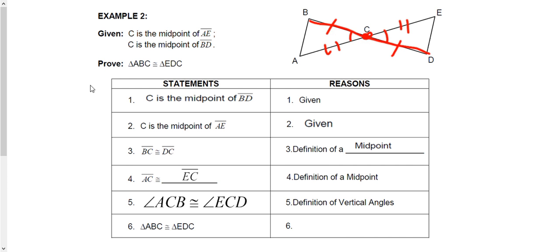So here's the prove statement. Triangle ABC is congruent to EDC. That came from right here in the prove part. And what is the postulate? And that was, it's not there. Uh-oh. So I better put it in. Side, angle, side.